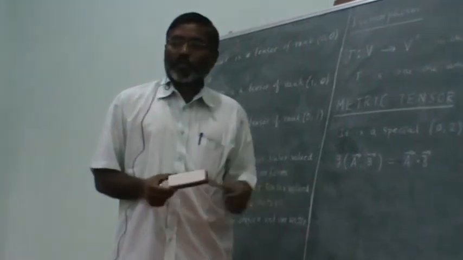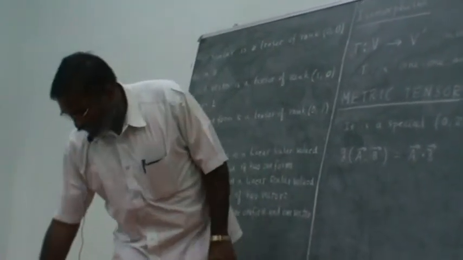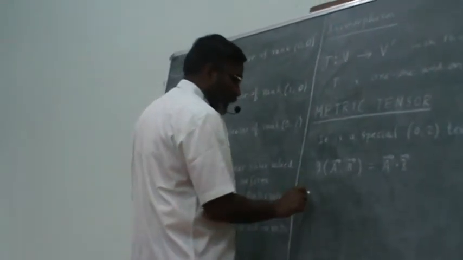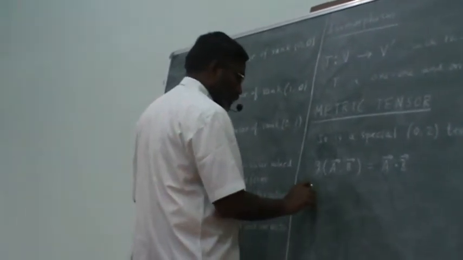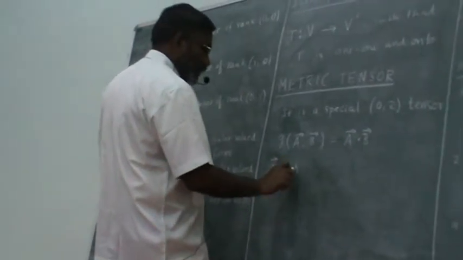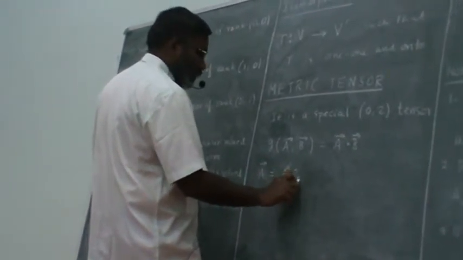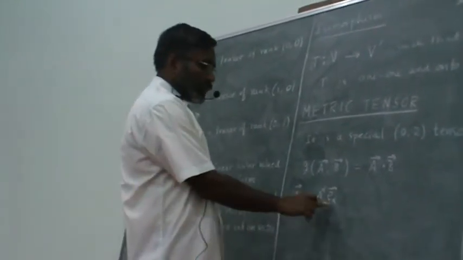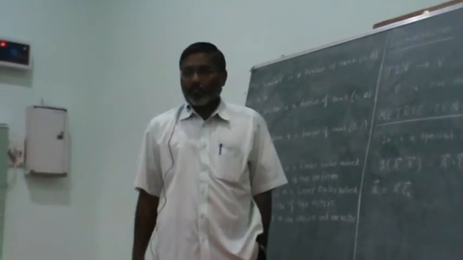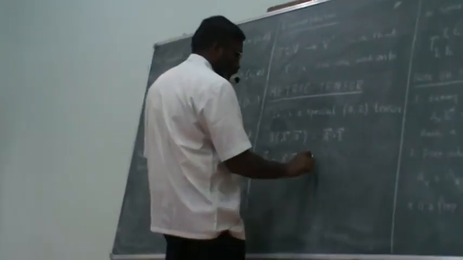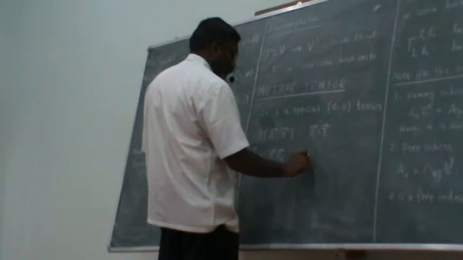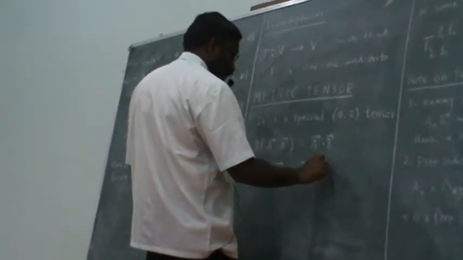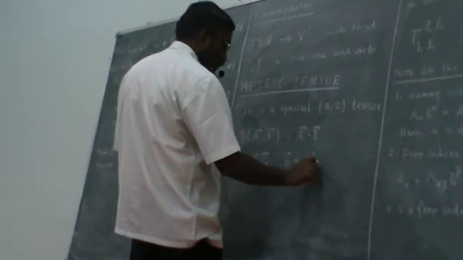This is an important tensor. For example, if I have A defined as A^α e_α, because this is a vector, I'm writing the contravariant components of the vector. And B as, you can write B^β e_β.